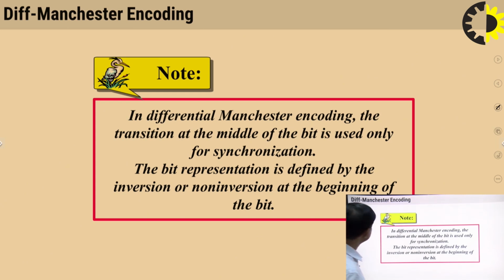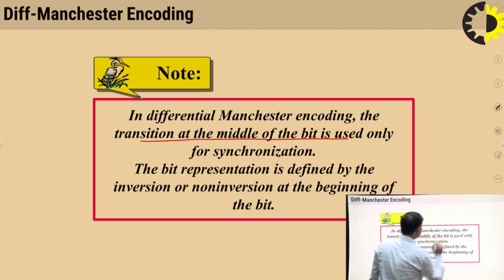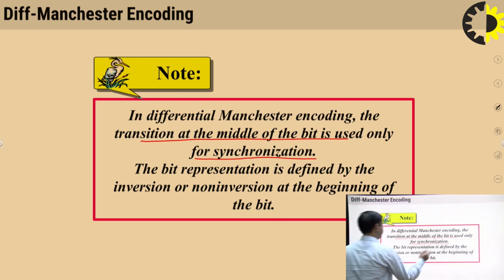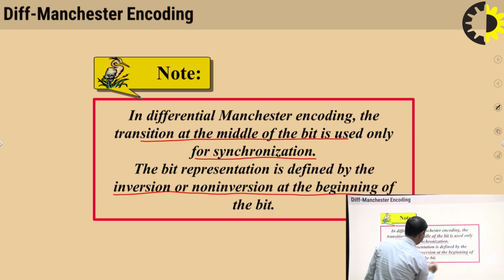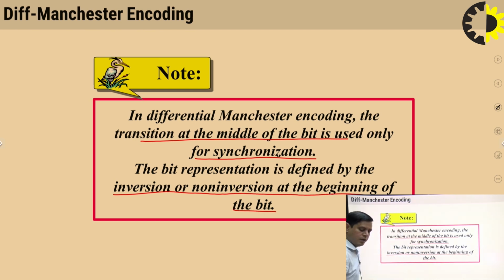The next scheme is differential Manchester encoding. In this scheme, again we are using the transition at the middle of the bit, and that is only used for synchronization. The bit representation is defined by the inversion, or you can say non-inversion, at the beginning of the bit. How is it? Let us take the example.